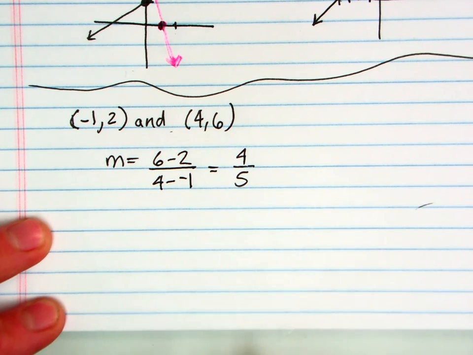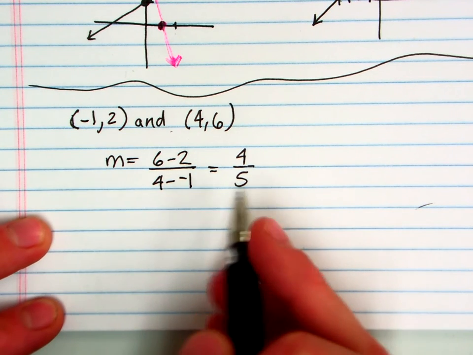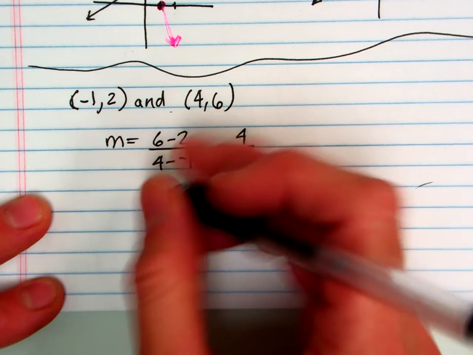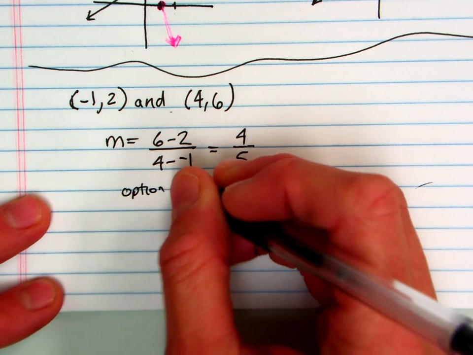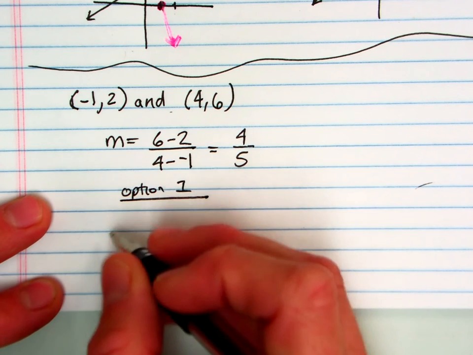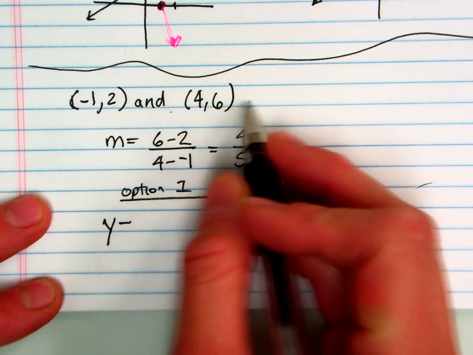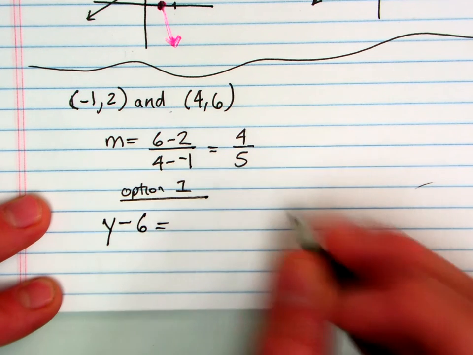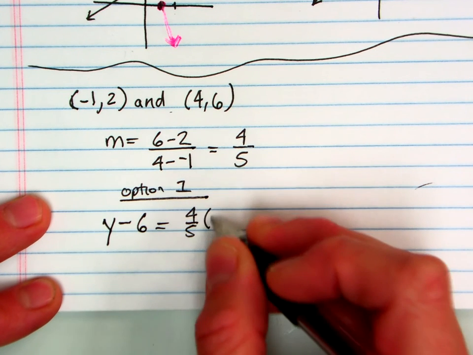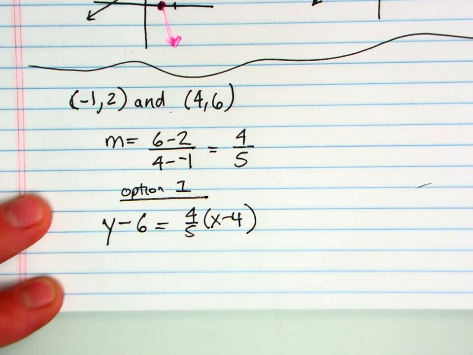So now I can pick either one of these points that I like, and I have two options. Option 1 is to do point-slope form. So I would do y minus, again, pick either of these points that you want, 6 equals 4/5 times x minus 4. And I could actually stop there, unless I'm asked for slope-intercept form.